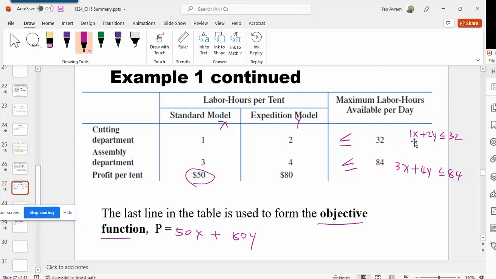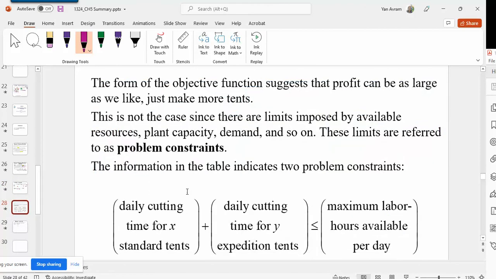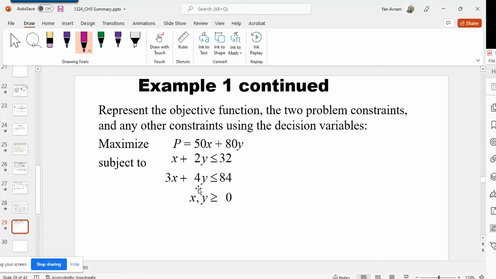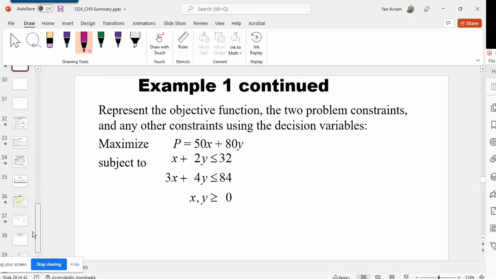Then we look at these two, solve for x and y, and plug them into here. Then we can find the maximum value. That is the one we talked about earlier, and of course x and y must be greater than or equal to 0, because this is an application. This is how many you can make of each one. X is the number of the standard one, y is the number of the expectation tint. After setting up this whole thing, we're just going to go ahead and solve it.